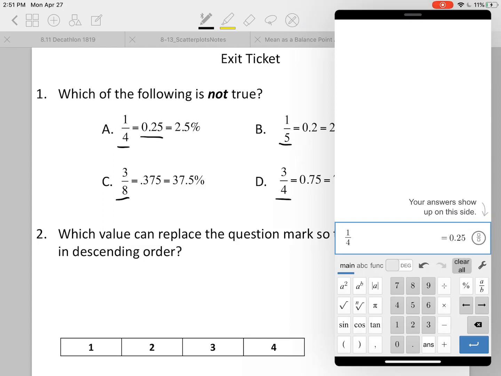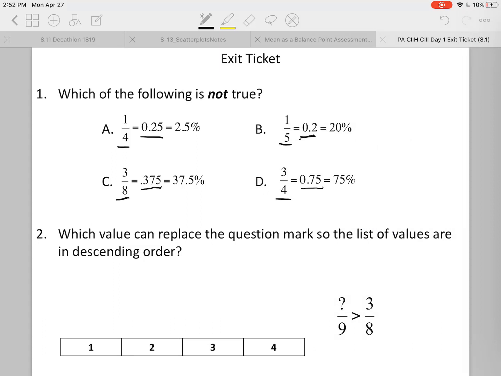For B, we do 1 divided by 5, we get 0.2, so that is true. For C, we do 3 divided by 8, we get 0.375, so that is true. And for D, 3/4, we have to do 3 divided by 4, and we get 0.75, which is true. Now we need to look at the percentages.